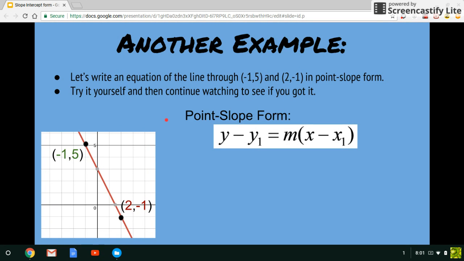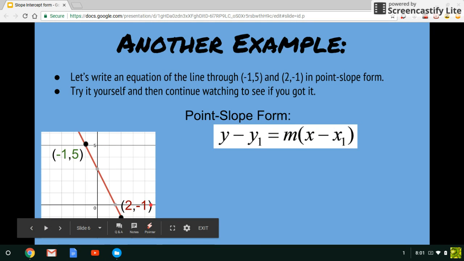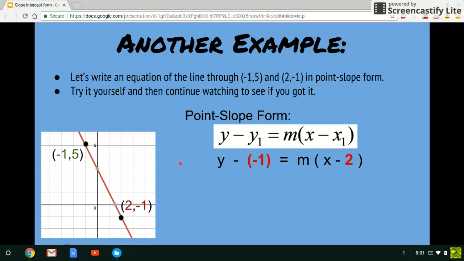Okay, so let's check our answer here. We've got our point slope form reminding us all of this. We have y1 and x1. Those are what we want to plug in first. And again, you can use either of these 2 points. It's okay. I'm going to use 2, -1. So I'm going to plug in 2 for x and -1 for y. So we get y minus -1 equals m times x minus 2.